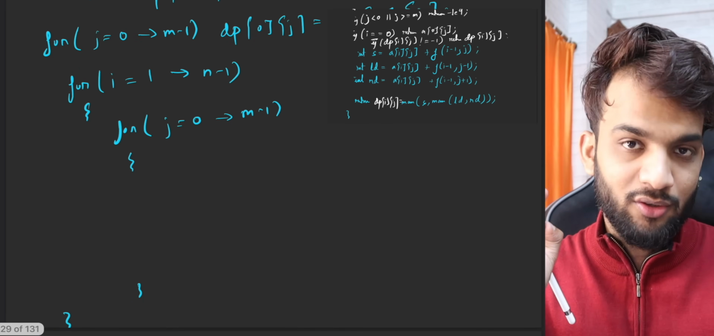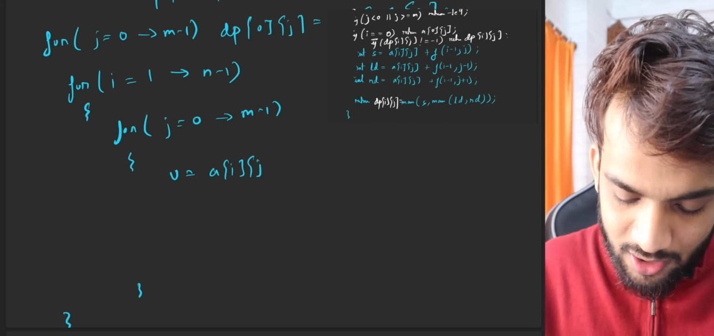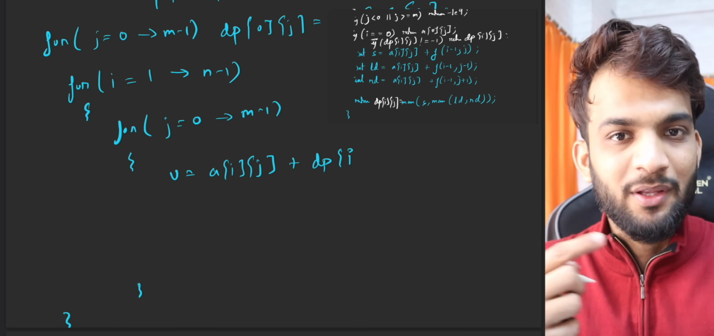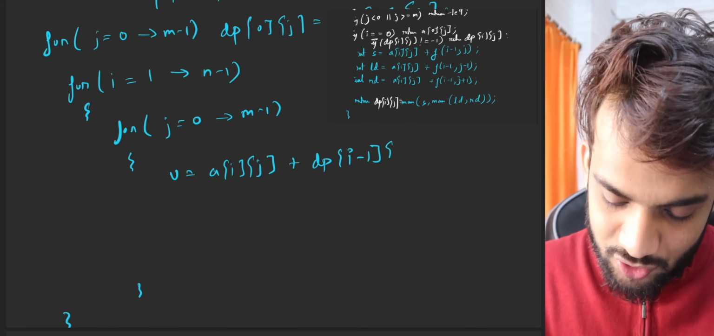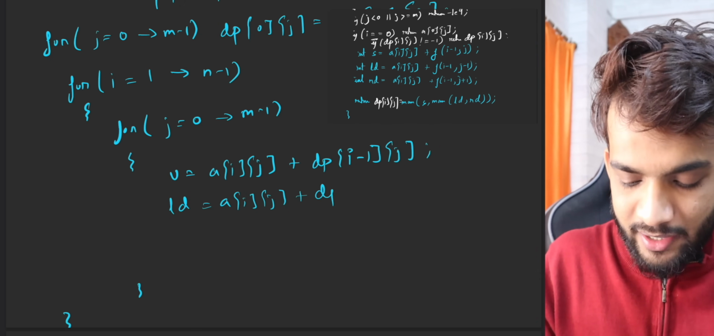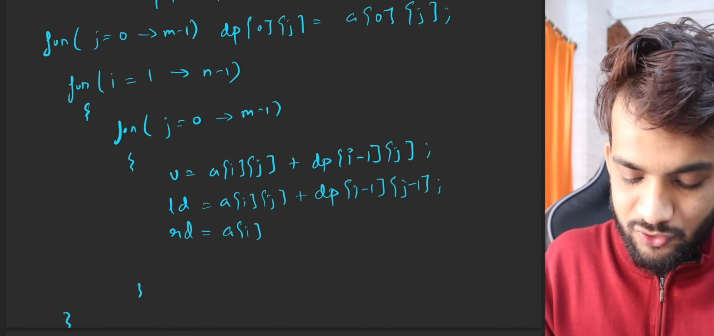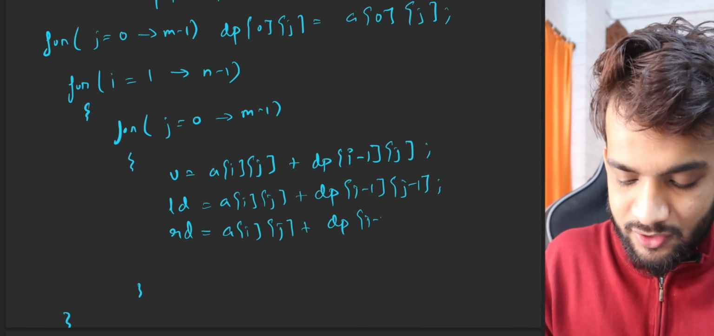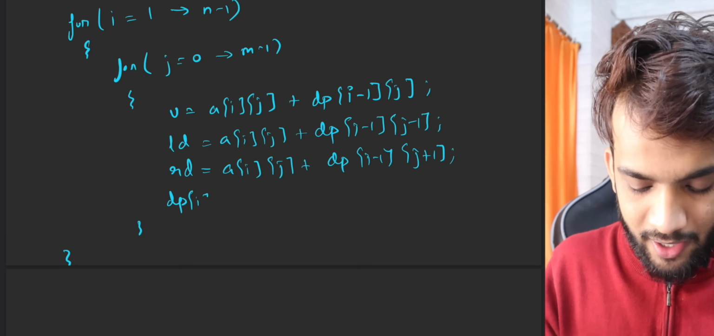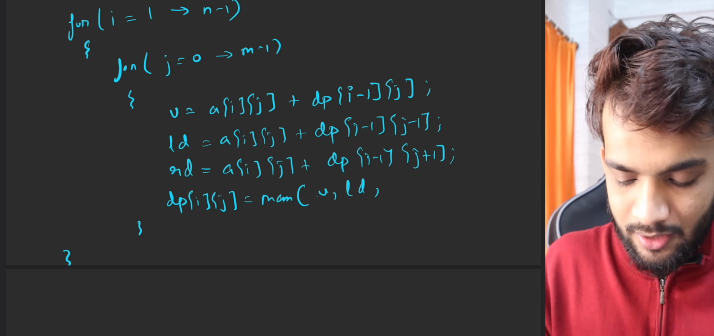So what was the recurrence? You can see this on the screen. The recurrence was, there was an upper case which stated a of i j plus, instead of f, it will be dp of i minus 1 and j. For the left diagonal, you just took a of i j plus, again instead of f, you write dp of i minus 1 and j minus 1. For the right, you write a of i j plus dp of i minus 1 and j plus 1. So just write down all of these three, and you can write dp of i j as the max of all of these three: u, ld and rd, the right diagonal.